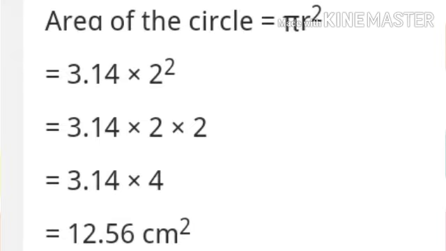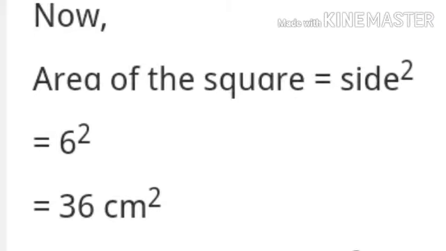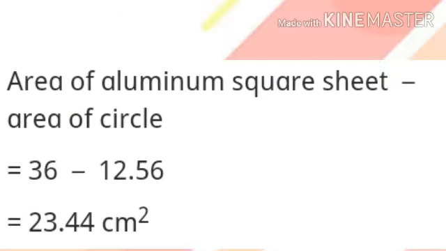Now the area of the circle is equal to pi r square, 3.14 into 2 square. 3.14 into 2 into 2, so 3.14 into 4. 3.14 into 4 is equal to 12.56 centimeter square. So area of the circle is equal to 12.56 centimeter square. Now we have to find the area of the square, which is equal to side square. Now side is equal to 6 centimeter, so side into side, 6 into 6 is equal to 36 centimeter square. So area of the square is equal to 36 centimeter square.